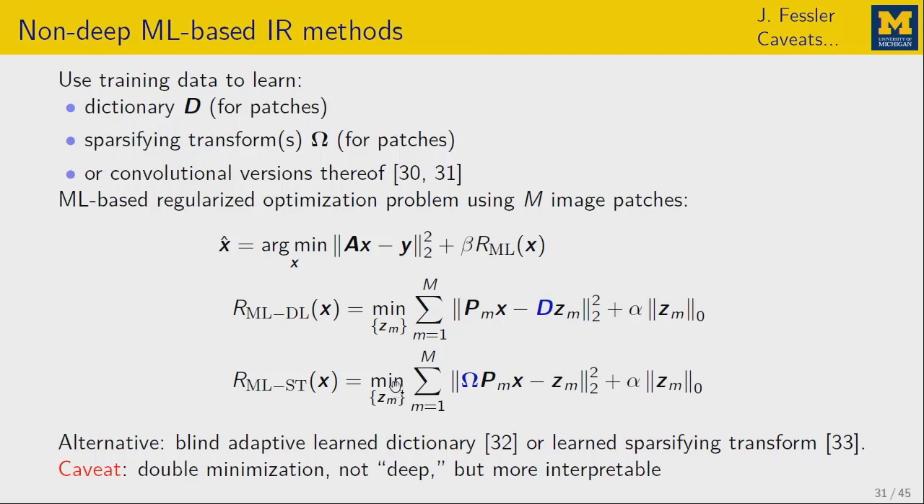Now, this is not deep. It does involve a double minimization, both over the image and over these transform coefficients. I tend to think it's a little bit less of a black box. Maybe to you, if you're not familiar with this, this equation is opaque. But to me, I can look at the dictionary, the transform coefficients, and get some sense of what it's doing. It's also non-convex, by the way, due to the zero norm here.